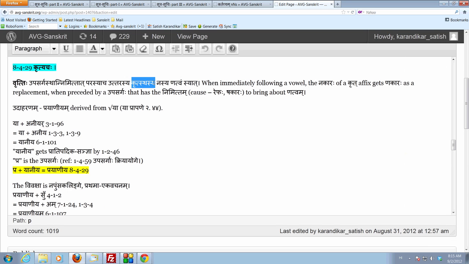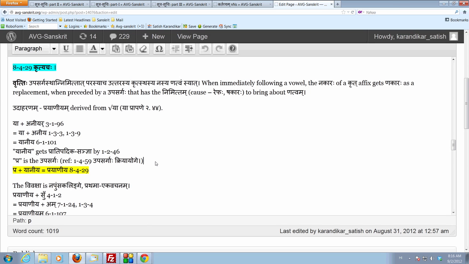There is one more condition, which says achaha uttarasya. The nakara should immediately follow an ach letter, which is a vowel. So these are the two conditions: the nakara should be part of a krit pratyaya, and the nakara should immediately follow a vowel. And then upasarga sthan nimittat: there should be a nimittam for the natvam, which is a repha or a murdhanya shakara, which should be in the upasarga. Now upasargas are added to a dhatu; they always go before a dhatu, which we have studied.